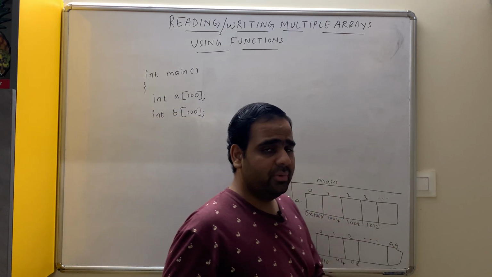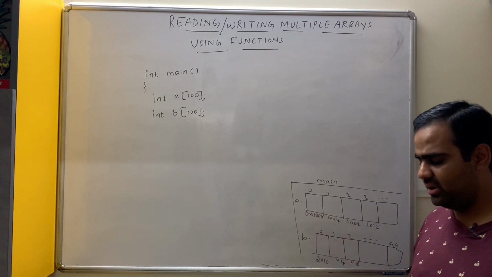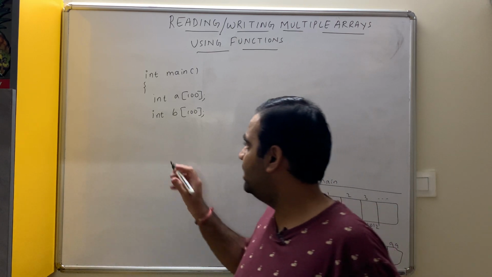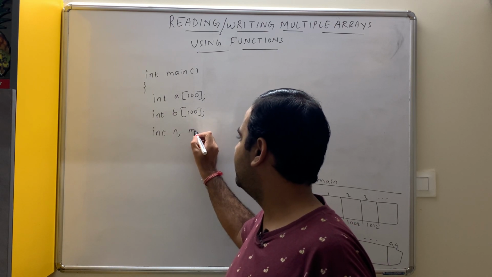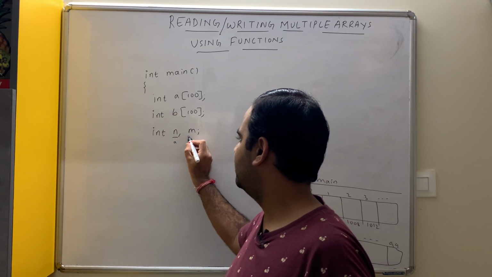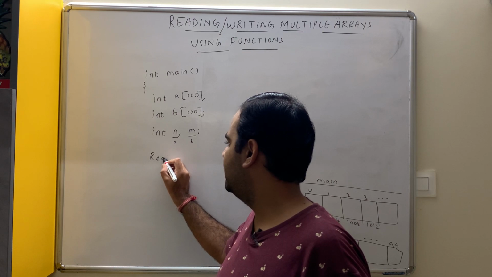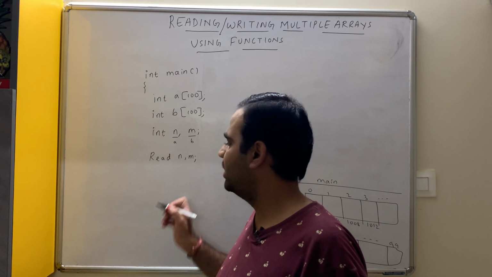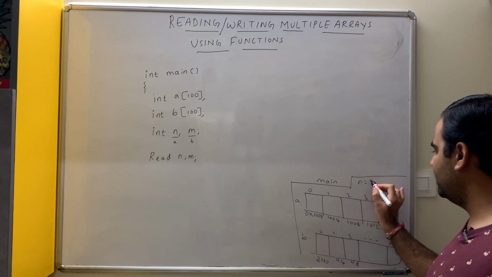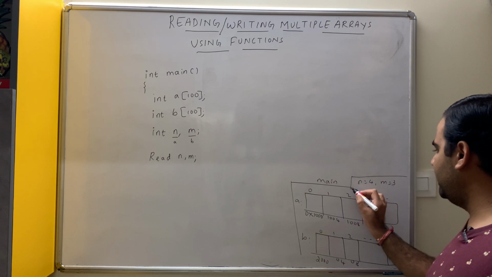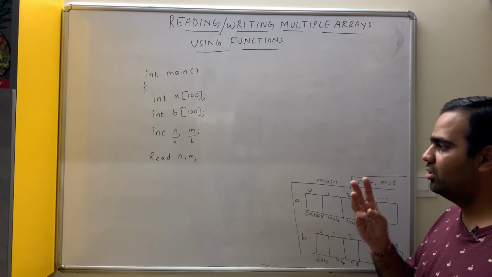Now how many maximum elements can we store in array A? 100. In array B also we can store a maximum of 100 elements. But let us say that we want to store n elements in array A and m elements in array B. Is that okay? Now you read the values of n and m. I say here read n comma m. That means you have to write this scanf statement. Let the value of n be say 4 and m be say 3. It means in array A we want to store 4 elements, in array B we want to store 3 elements.